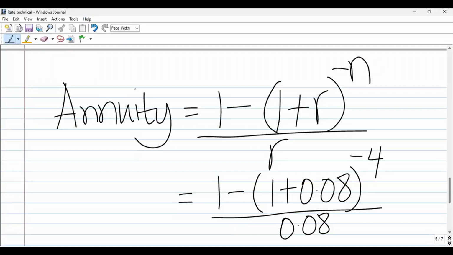So 1 into bracket. I don't know how you're going to do it. Maybe you first deal with the bracket. Get 1 plus 0.08, close the bracket, to power. The power button is that arrow facing up. So to power negative 4 equals, then you get 1 minus answer equals, then you divide by 0.08. What are we getting there?